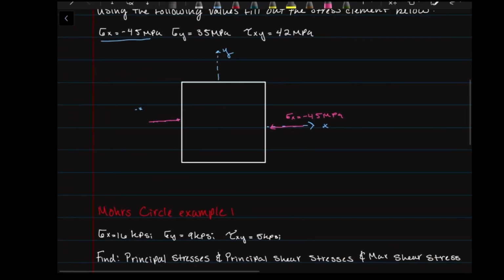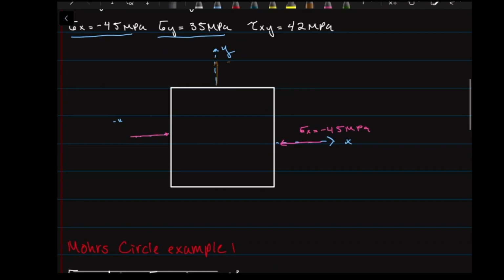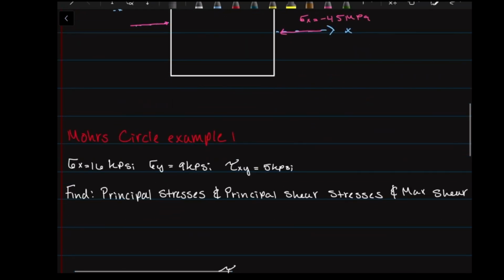All right, now let's head to the sigma y value. Sorry, sigma y. Here we go. 35. Easy. What is that? That's a positive value. All right, let's go. Sigma y equals, what did we say? 35 megapascals. That's just fine. And we're going to do the same thing on the bottom.